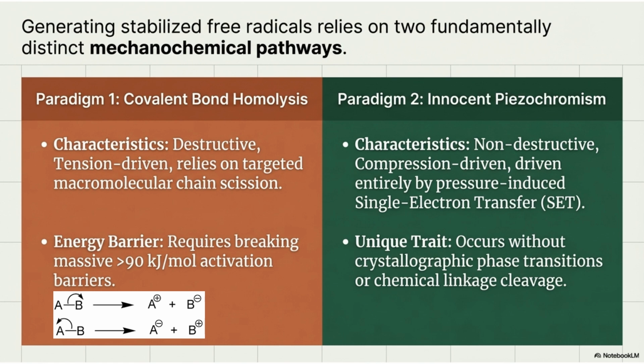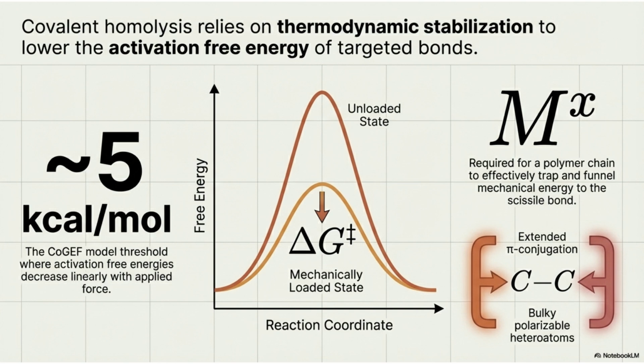Generating stabilized free radicals relies on two distinct mechanochemical pathways. Paradigm 1 is covalent bond homolysis, which is destructive and tension-driven. Paradigm 2 is innocent piezochromism, which is non-destructive, compression-driven, and relies on single electron transfer. Covalent homolysis relies on thermodynamic stabilization to lower the activation-free energy of targeted bonds.